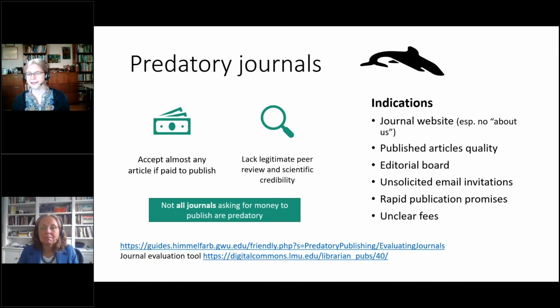If you get unsolicited email invitations that are promising rapid publication turnaround, saying we need two more articles for our December issue, these kinds of things should raise some red flags. And if it's really not clear what the fees are, all of these things are warning lights.